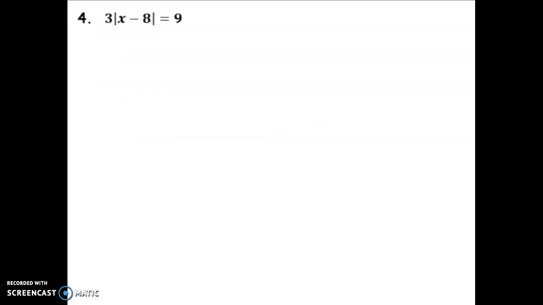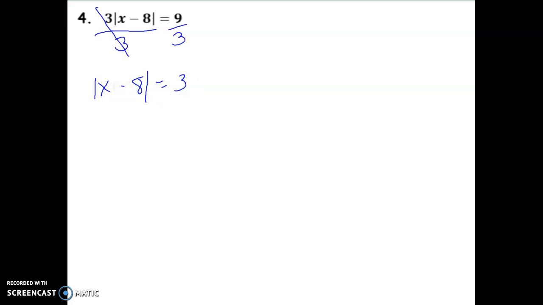All right, how about this one? I have the same sort of situation. I've got that 3 outside the absolute value bar. So what do you guys think I should do? I agree. I think I should divide. The 3's are going to cancel. That doesn't affect anything inside the absolute value bars. It's still the same.